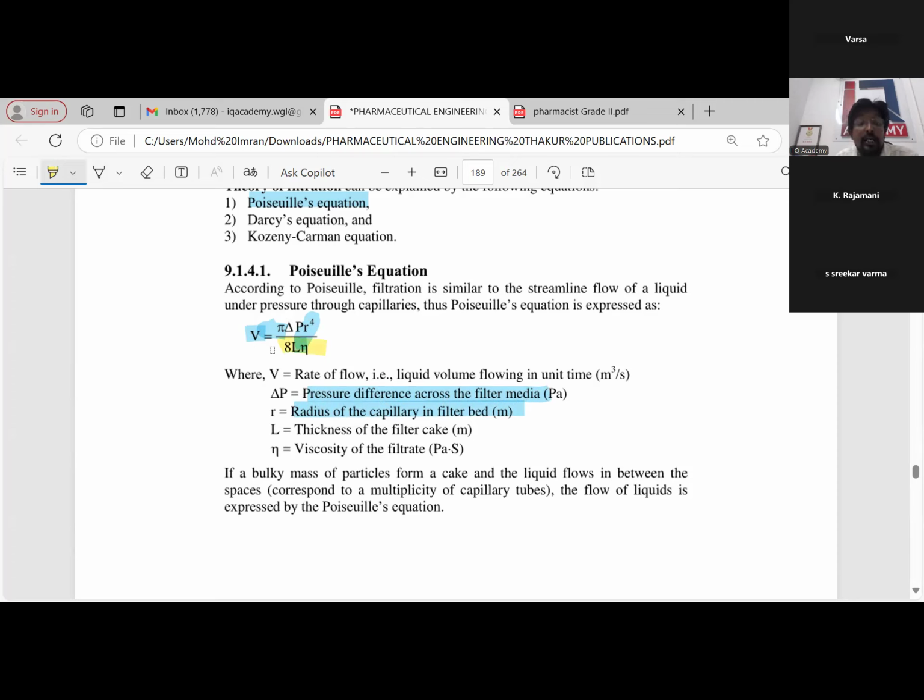And eta always stands for viscosity. So you should remember these values. Delta P stands for change in pressure difference, L stands for thickness, eta stands for viscosity. The relationship between the pressure difference, length or thickness of the capillaries, radius of the capillaries, thickness of the filter medium, and viscosity of the liquid is used to calculate or find out the rate of filtration.